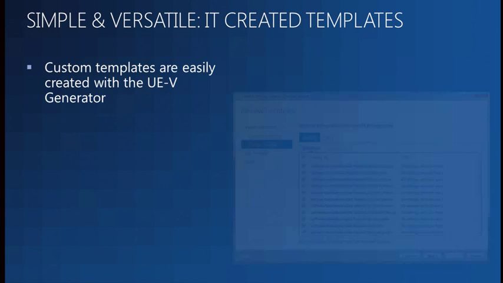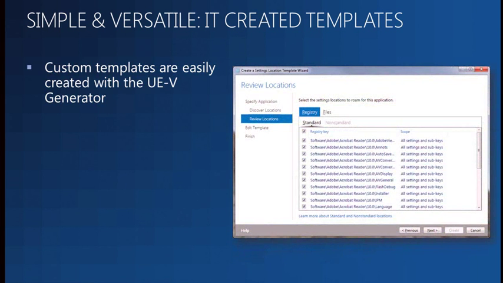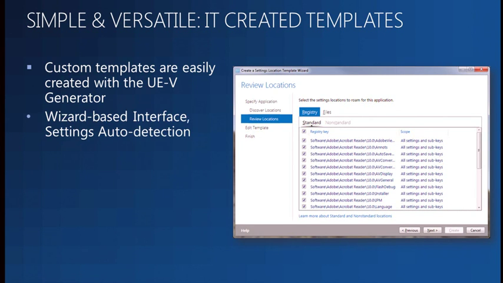OK, so let's talk about IT-created templates. Easiest way, if you're not familiar with it, you're not comfortable in the command line, you're not comfortable with XML, or you just want to get up quickly, we have a wizard, a utility we call the UEV generator. The UEV generator is a wizard-based interface that allows you to point it to an executable, run that executable, and discover automatically, without having to understand where those settings are located. It will give you a pretty good template, one that, for the most part, is going to roam what you'd like.